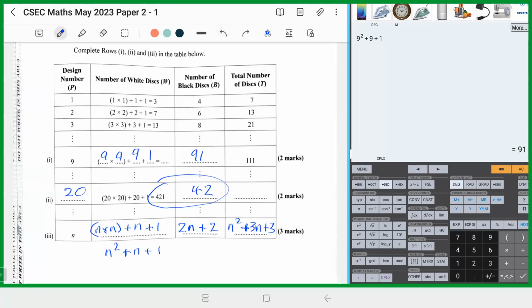463. All right, let's make sure: 421 plus 42, 463. So right here is 463. And that's it. The table is complete.